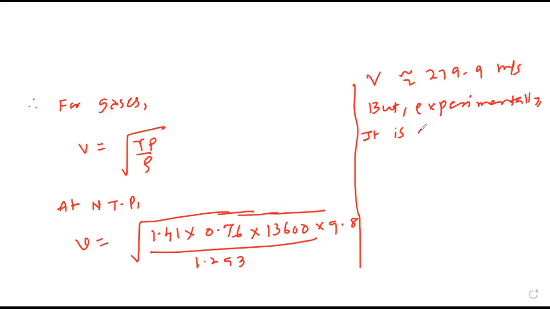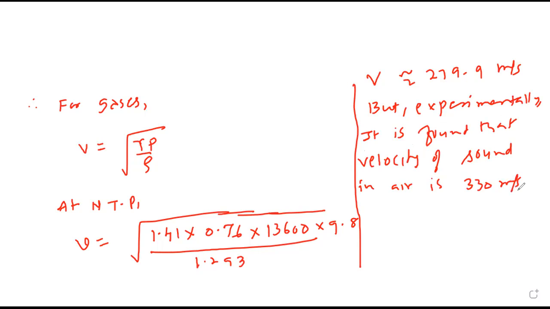But experimentally, it is found that velocity of sound in air is 330 meter per second.